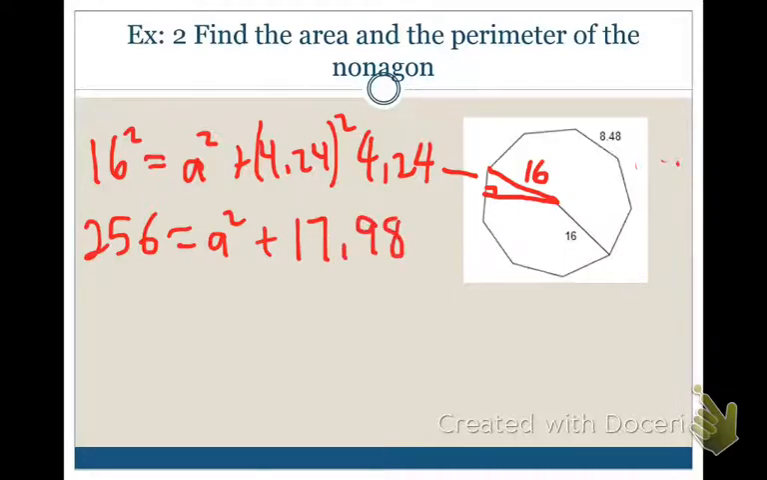17.98. So then we subtract, A squared is going to equal 38.02. Square root of that, A equals what? Square root of 38.02.